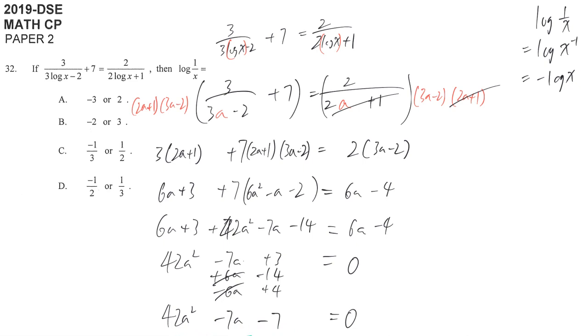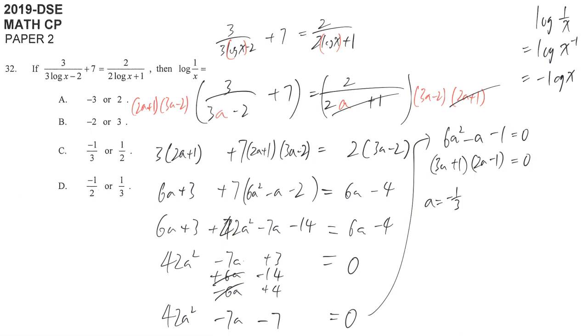You can find out the value of a, or you may factorize it. So both sides divide by 7, we get 6a squared minus a minus 1 equals 0. So we can factorize it, 3a and 2a, negative result, so it should be like this. So a is equal to negative 1 over 3, or a is equal to 1 over 2.